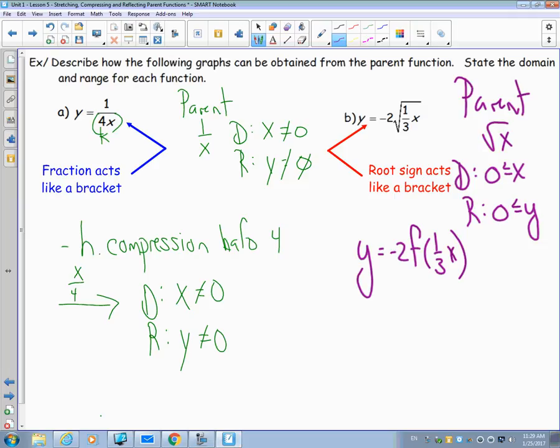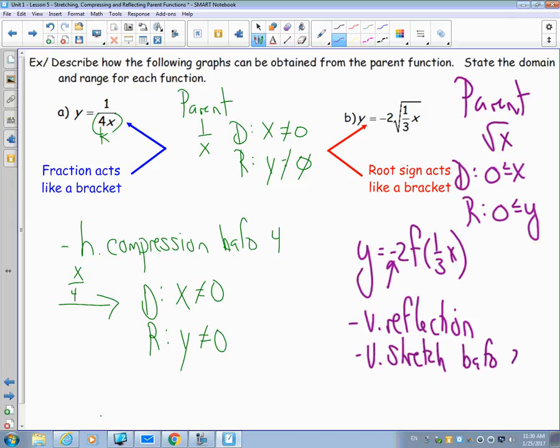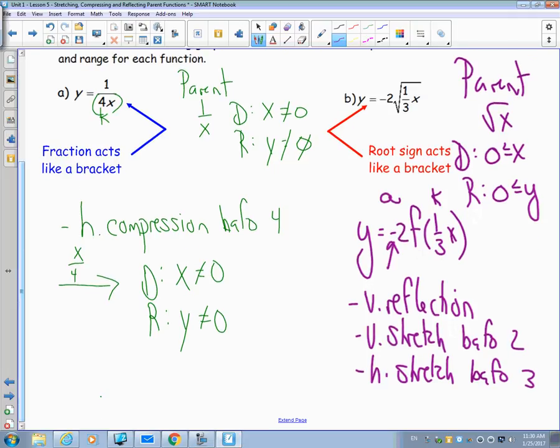So what do we have to do? We have to describe. So I've got 3 things going on. I've got a vertical reflection. That's my negative sign. I've got a vertical stretch by a factor of 2, because this is an a, that's outside the bracket. And I got a horizontal stretch also, because remember x's do the opposite, by a factor of 3. There's your k.